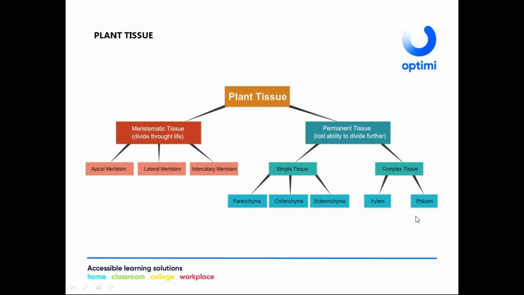We've looked at this briefly when we were doing transpiration in the beginning of the webinar sessions. Under simple tissue we have 3 types: parenchyma, collenchyma, and sclerenchyma. These are the types of tissues that you find under permanent tissue. All this tissue loses an ability to divide further at some point, but meristematic tissue divides throughout life.